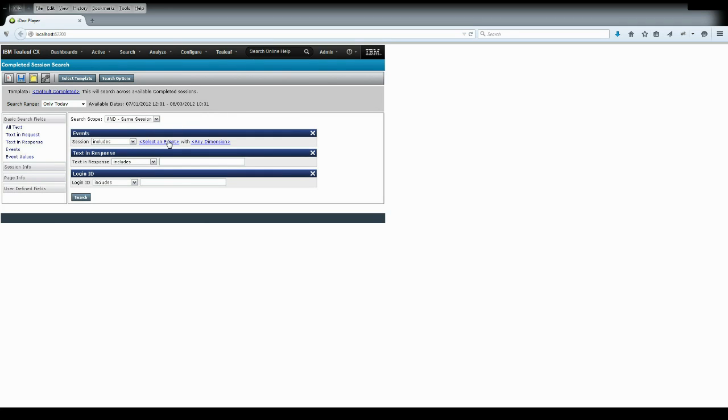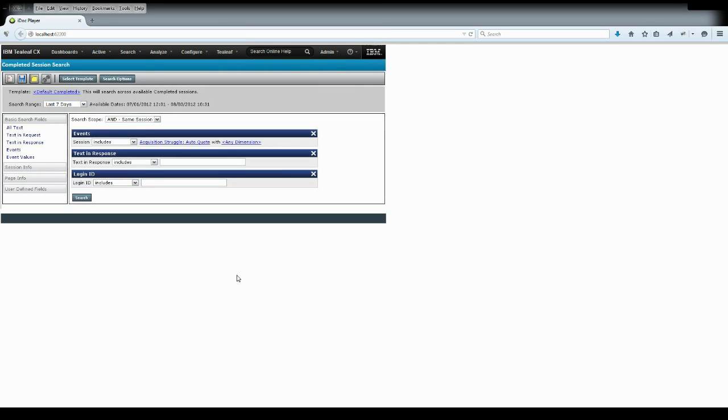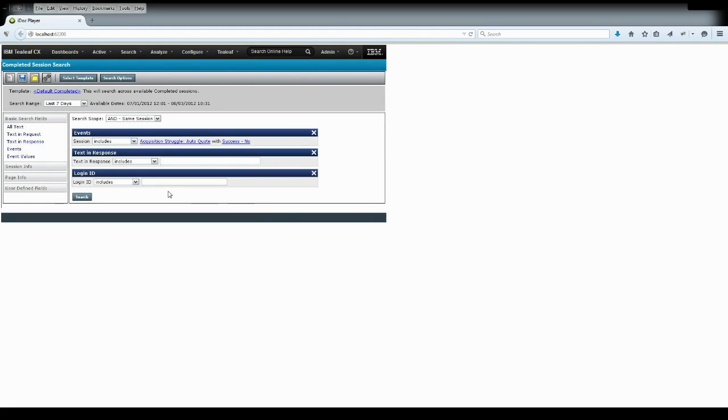So everybody that came onto our site in that time period we were looking at, how many of those people suffered similar problems. So we look at some predefined events. We've got acquisition struggle in the auto quote process. This is something we predefined in terms of people not getting through the process efficiently. Secondly, we're looking for people that failed, so we're looking for those that were unsuccessful. So we put a success dimension of no, which means they were unable to get through the quote process. And finally, we put in the error message that they saw.